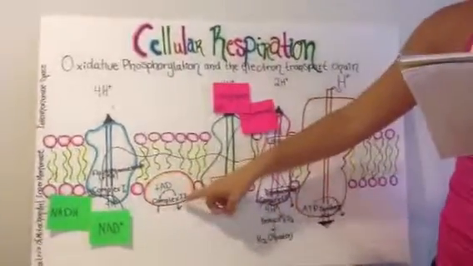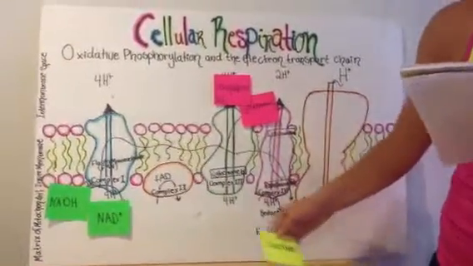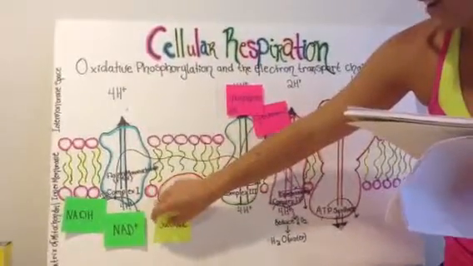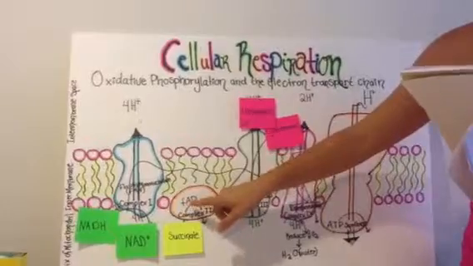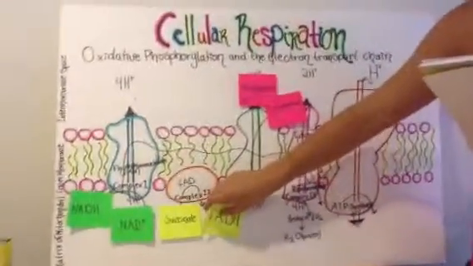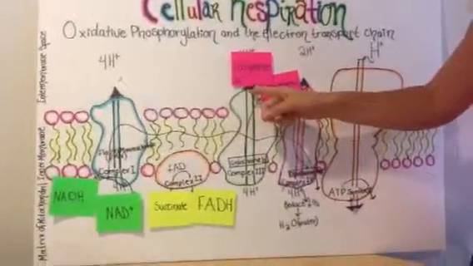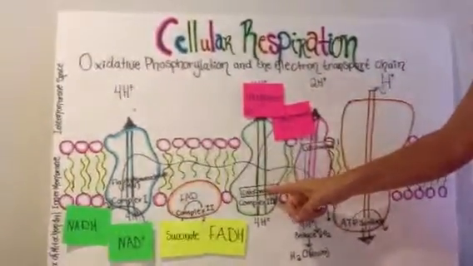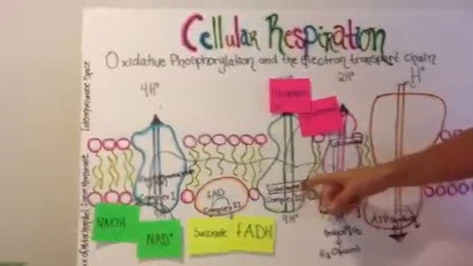Now let's go back and look at complex number 2. Complex number 2 is attached to succinate, and succinate then drops off FAD. FAD then is reduced to FADH2. The 2 electrons are then added to ubiquinone and then go to cytochrome B. Cytochrome B then is transferred to cytochrome C.